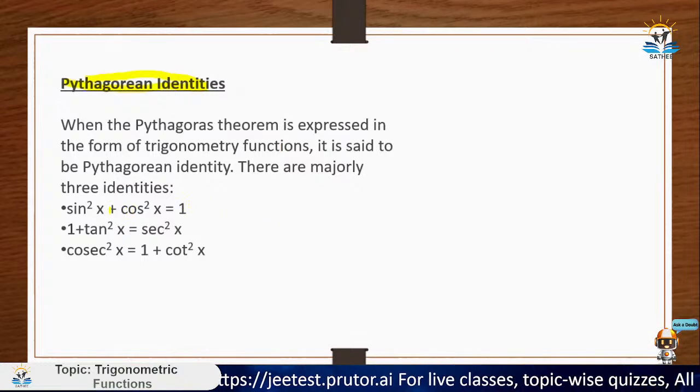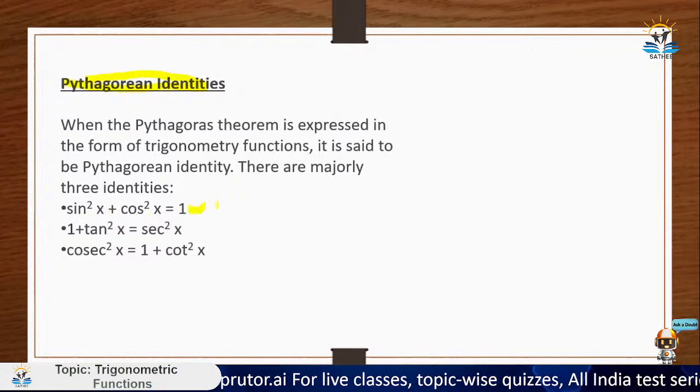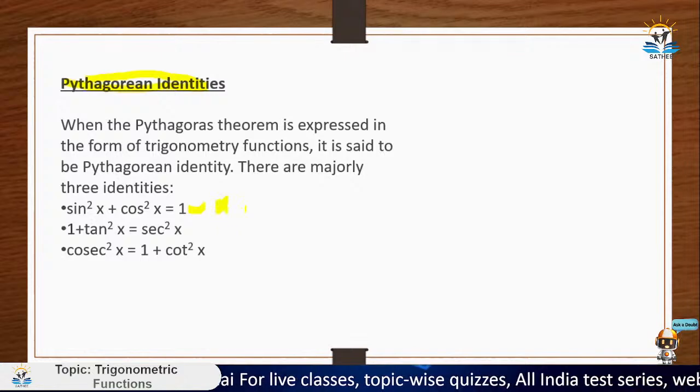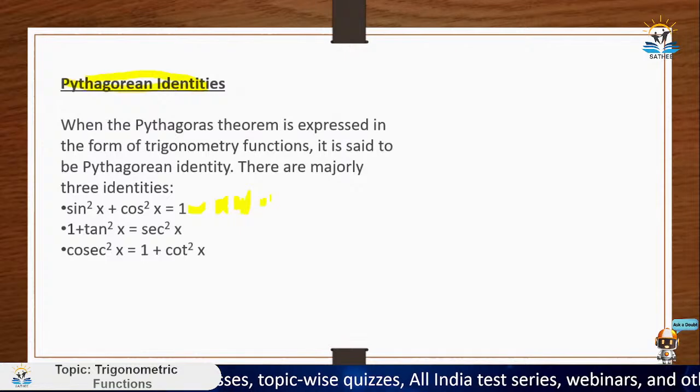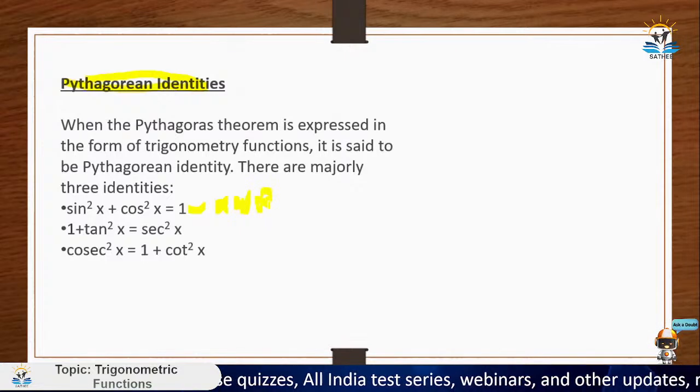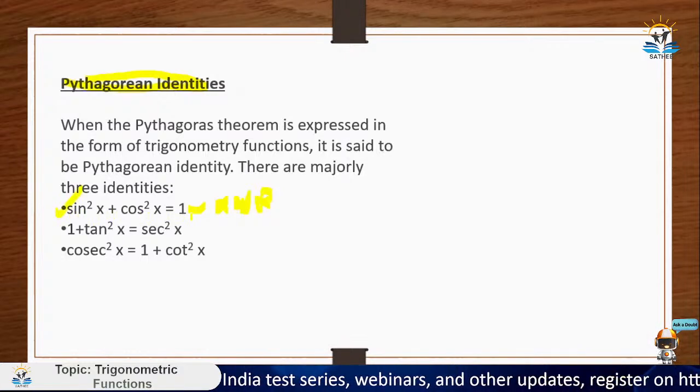So basically, there are three types of Pythagorean identities: sine square x plus cos square x is equal to 1. This is very important. Let me make it star. In approximately each and every question, you will use this identity. Not only in trigonometry, even in every chapter of mathematics, this identity comes again and again. So please learn it. Sine square x plus cos square x is equal to 1.